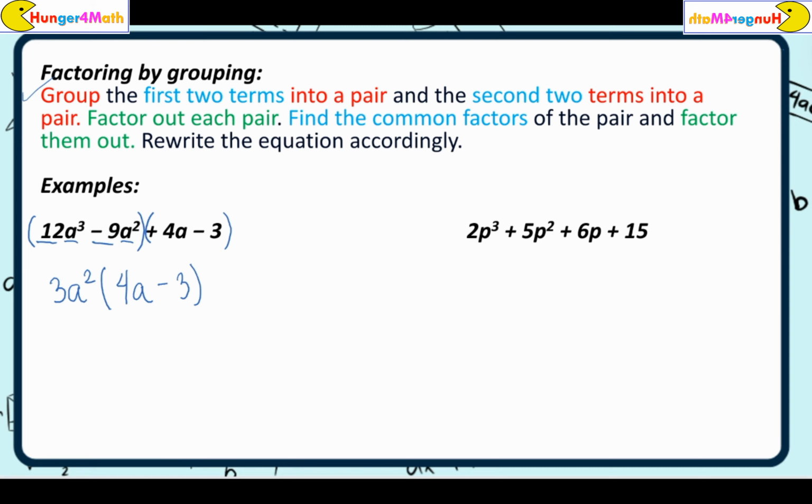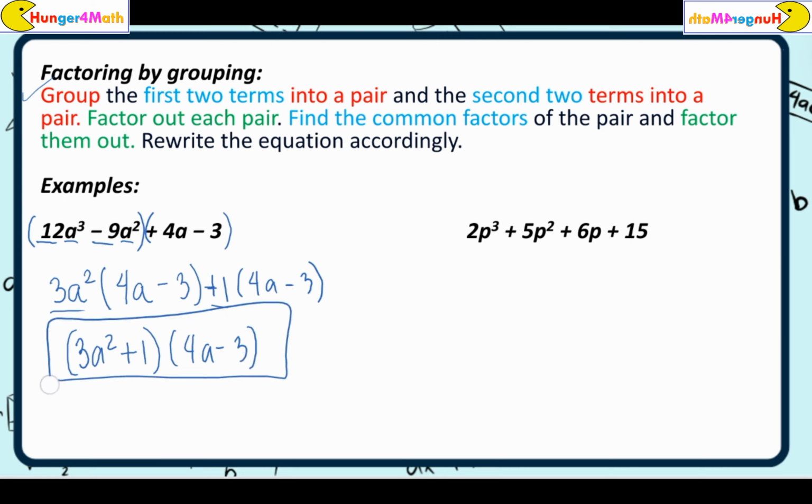For the second pair, we have 4a minus 3. We cannot factor out anything except for 1. So that will be plus 1. Then just copy everything, 4a minus 3. Then we're going to put together the common factor. That will be 3a squared plus 1. And we just have to copy one of this 4a minus 3. So this will be our answer.